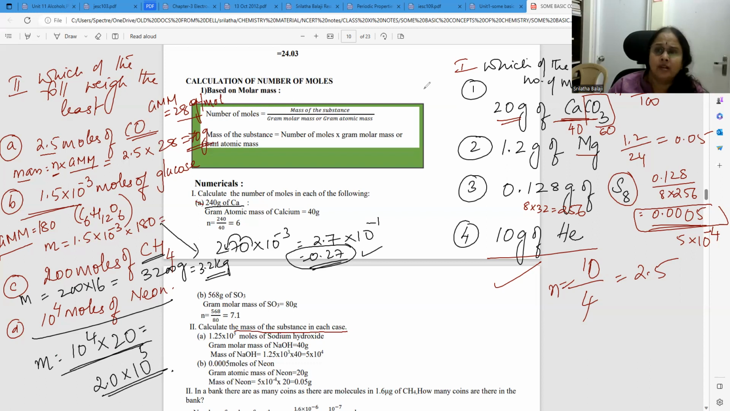So I'll clear the screen. Are you done? Because we'll move on. Why I'm taking this formula, everything is there on the screen. That's why I'm not giving it separately on the whiteboard.